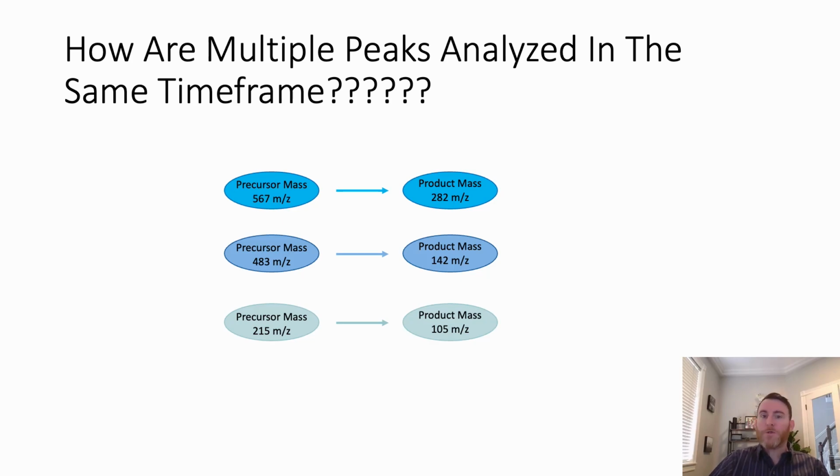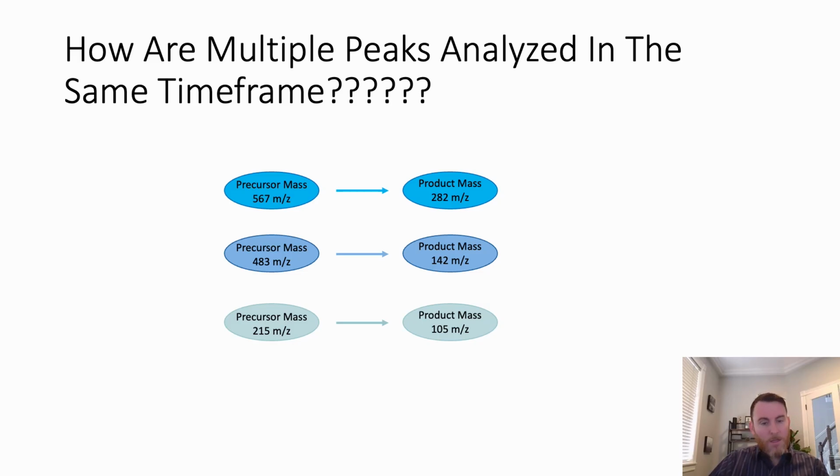How do you analyze multiple peaks at the same time or in the same time frame? This is an area that always used to confuse me. It didn't make sense to me how two compounds could be coming out at the same time and both be detected independently. When we think about it, it's really about the scale of time that you're actually looking at.